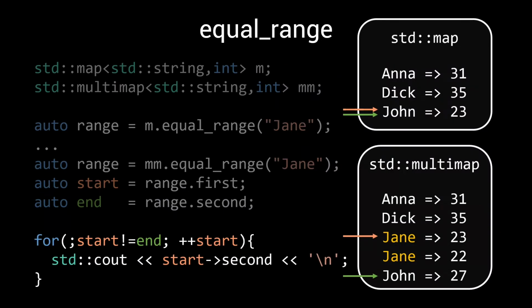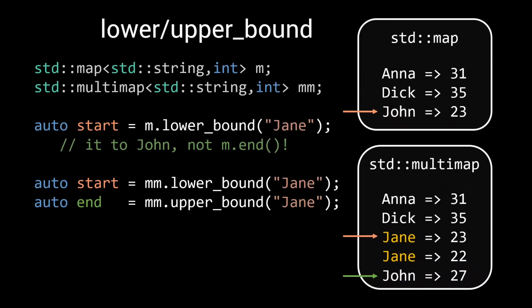For sorted containers, that is, the map, multimap, set and multiset, the lower bound and upper bound functions can be used to find the start and end iterators of this range separately. They can be useful if you want to find out where to insert the next element, either just before or just after the range of equivalent keys.